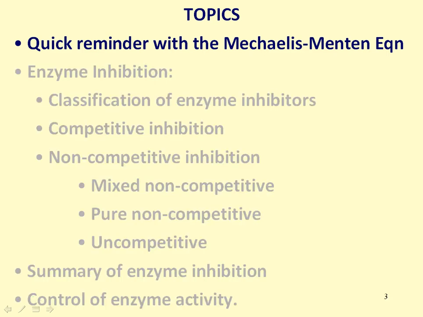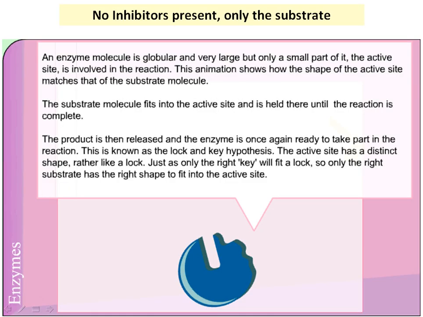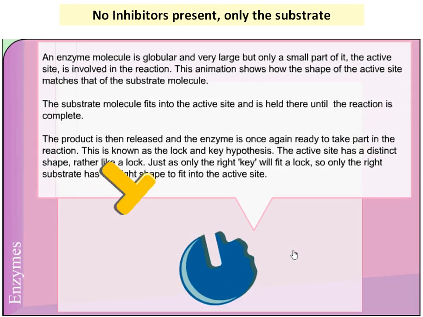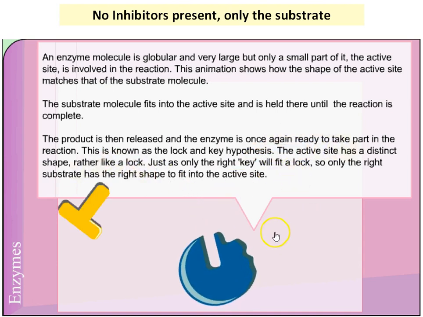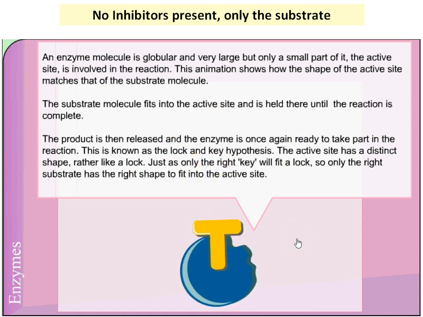So the first topic, I just want to remind you of the basics of the Michaelis-Menten equation that we discussed in the previous two lectures and derived in class. First of all, let's see how an enzyme works. This is a cartoon of an enzyme. It has an active site here. The substrate comes, binds to the active site, and then it's split into products, or it forms products, and the next one comes in, and so on.